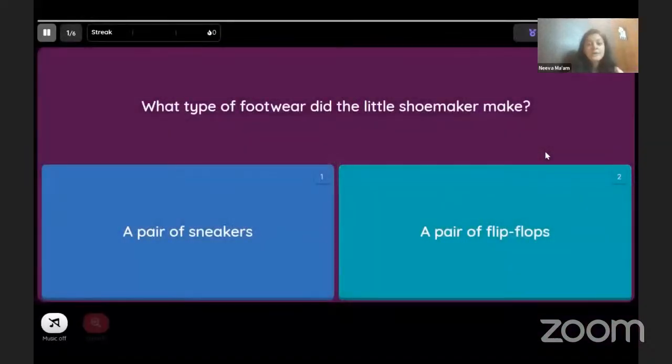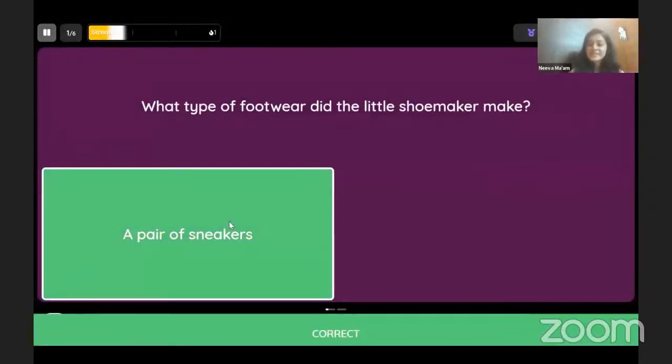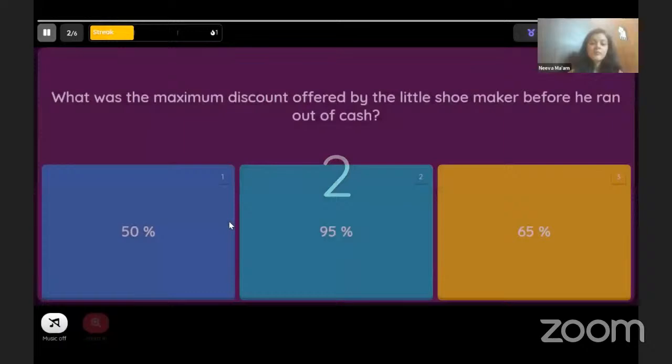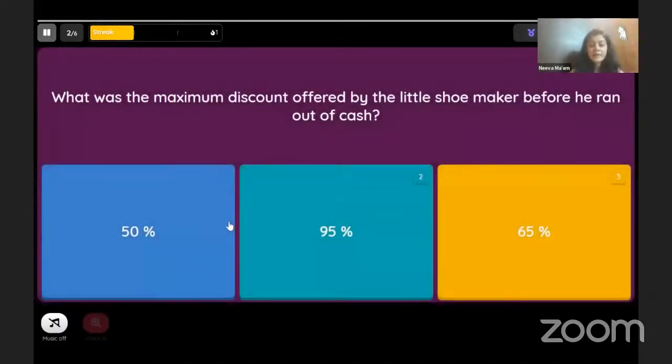What type of footwear did the little shoemaker make? A pair of sneakers or a pair of flip-flops? It is a pair of sneakers. What was the maximum discount offered by the little shoemaker before he ran out of cash? It was 95%.